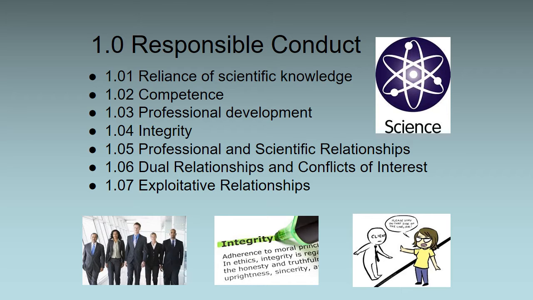So here are the codes that have been flagged by the BACB that should be known by the RBT in 1.0. There's 1.01, reliance on scientific knowledge. 1.02 is competence. 1.03 is professional development. 1.04 is integrity. 1.05 is professional and scientific relationships. 1.06 is dual relationships and conflicts of interest. And finally, 1.07, we're going to talk about exploitative relationships. Again, we're going to go over each one of these individually.